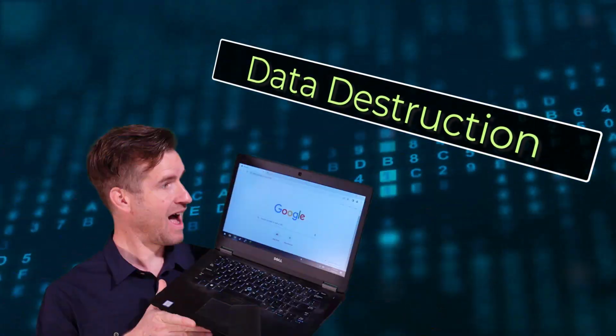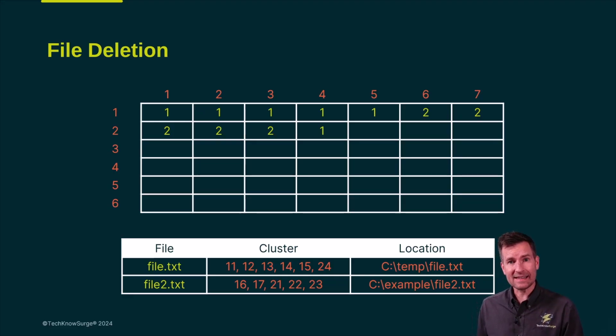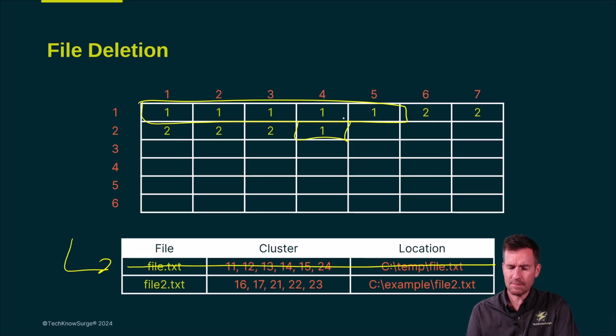So let's take a look at what that looks like for data destruction. What happens when you delete a file is it just deletes it from the allocation table. So here we have file.txt, and if I were to remove it, it would be removed from here, and then the clusters that exist in would just be marked as being available. That is, now something can be written over. And let's say we save some changes to file 2, then maybe this one gets written over.